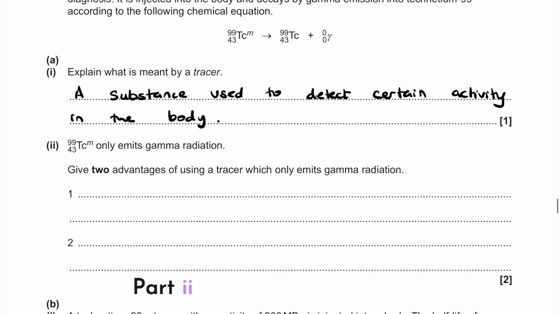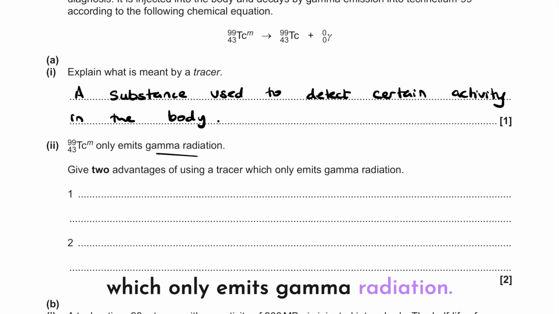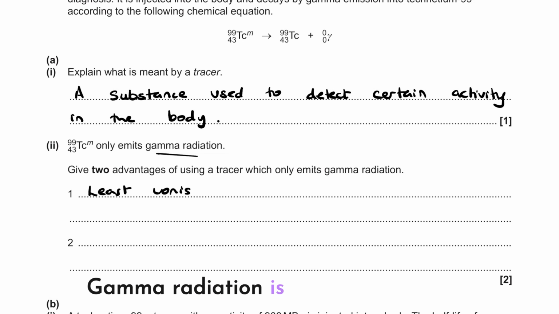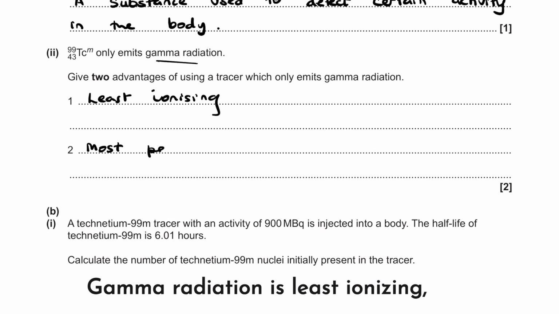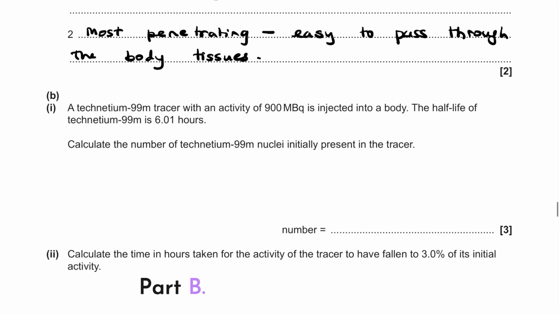Part II. Technetium-99m only emits gamma radiation. Give 2 advantages of using a tracer which only emits gamma radiation. Gamma radiation is least ionizing, and secondly, it's most penetrating, so it's easy to pass through the body tissues. Part B.